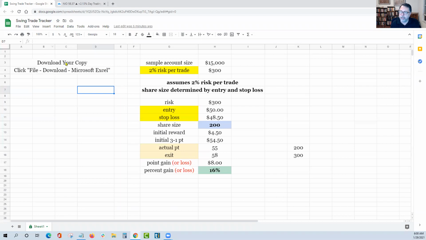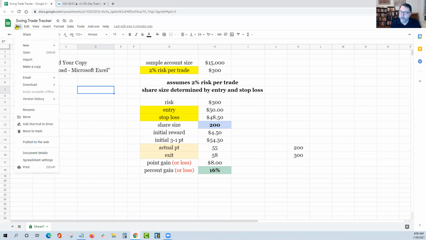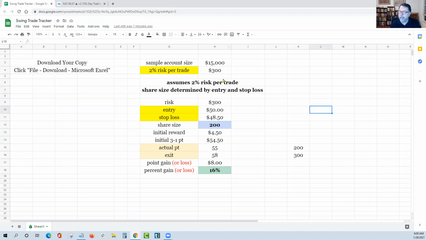Now, over here, you can see download your copy. You would click File, Download, and Microsoft Excel. So pretty simple, right? So we're imagining a $15,000 account. Everybody's account has different share size, right?